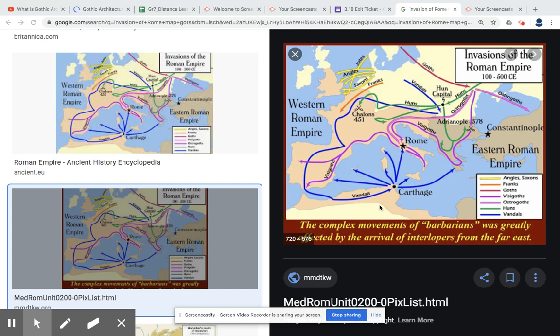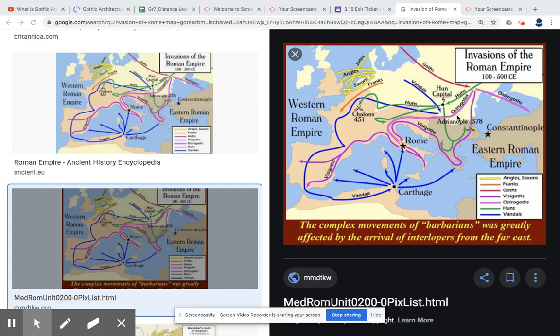So here you see a map of the invasion of Rome. And one thing I want you to remember is the word Goth. Here you see Visigoths. Here you see Ostrogoths. So these are some of the tribes that invade Rome and divide the Roman Empire into many different kingdoms. Now, throughout the Middle Ages, the Roman Empire was split up.